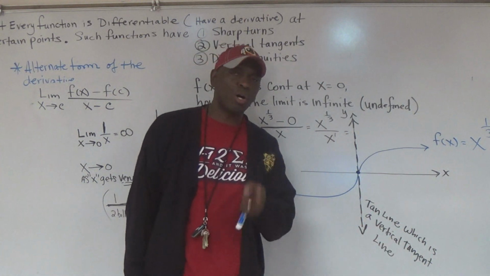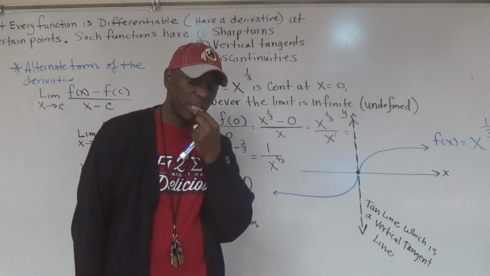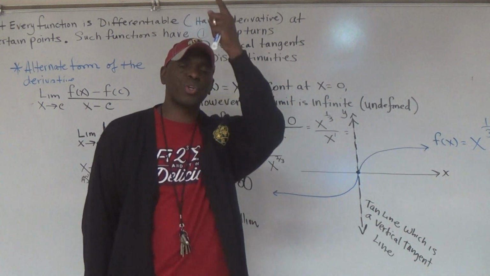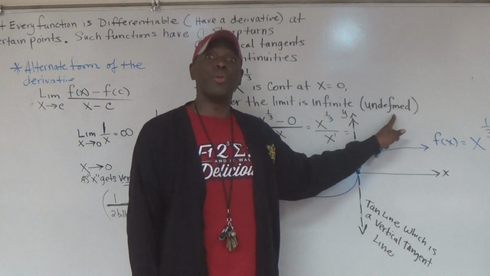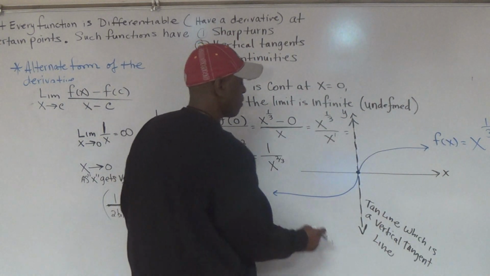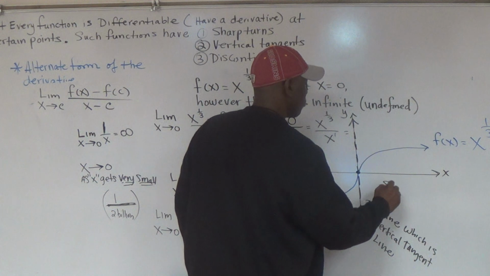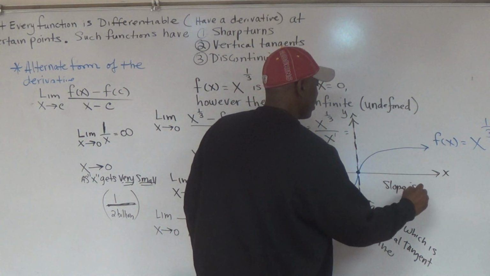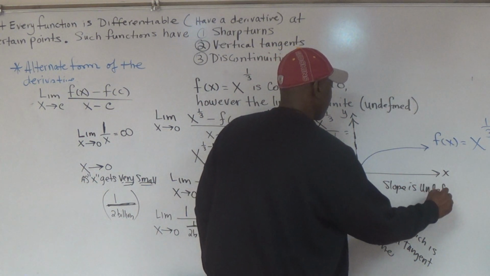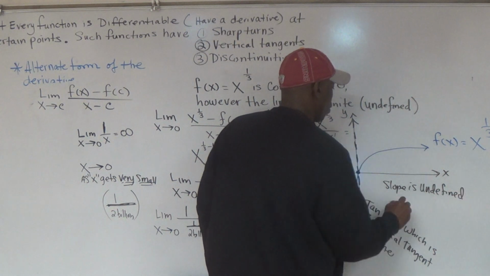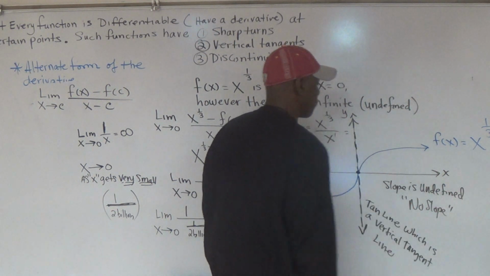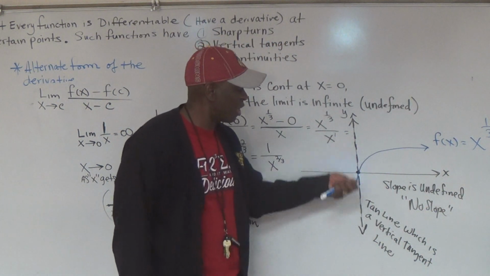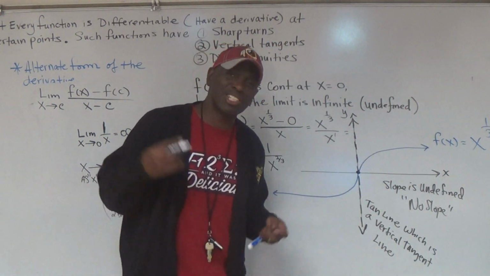And if you recall from Algebra 1, we said that the slope of a vertical line is undefined. Or is what? No slope. So this slope is undefined. Or what? No slope. Undefined. Because look, this is not a slope. A vertical line is not a slope.